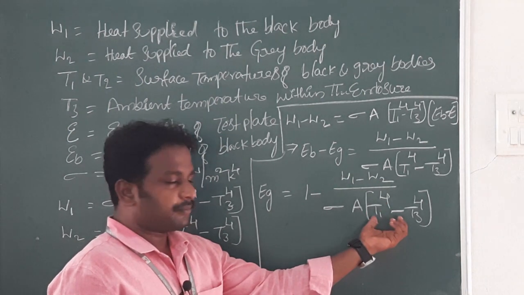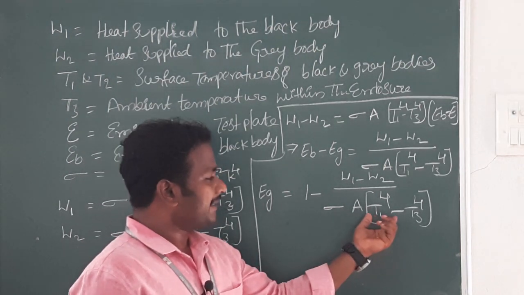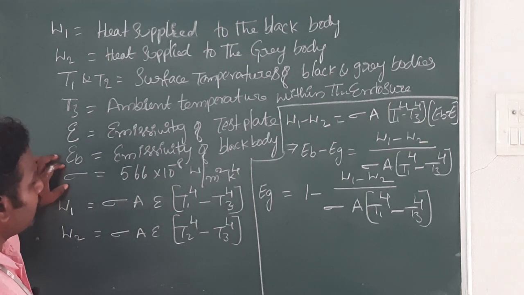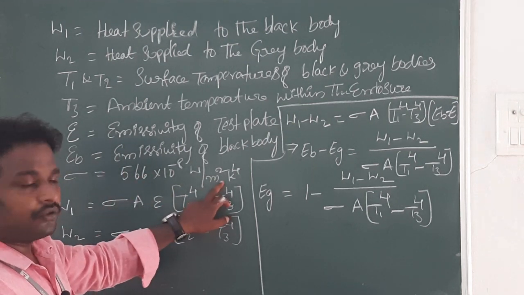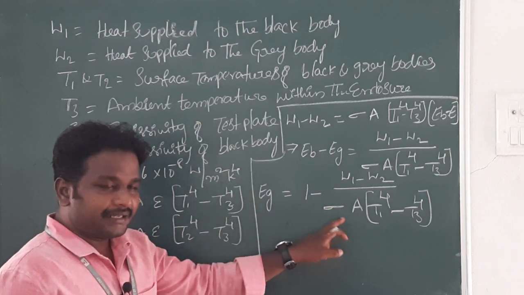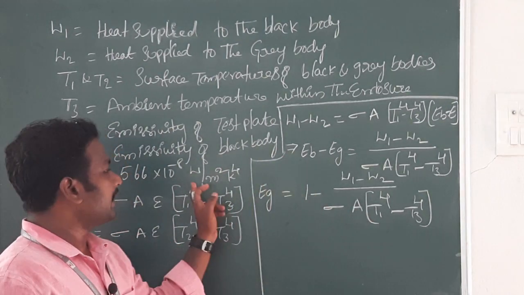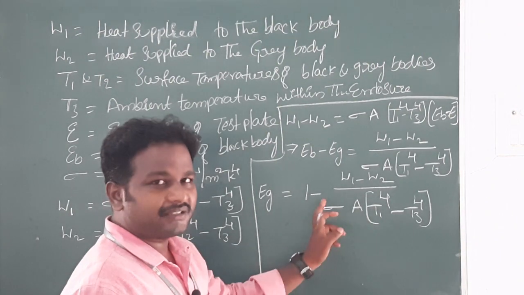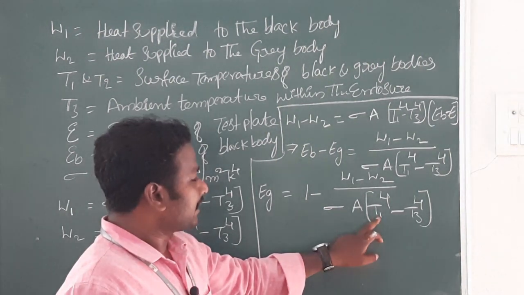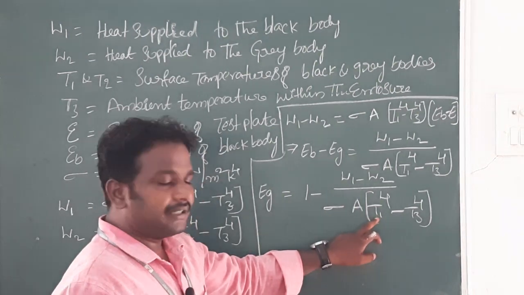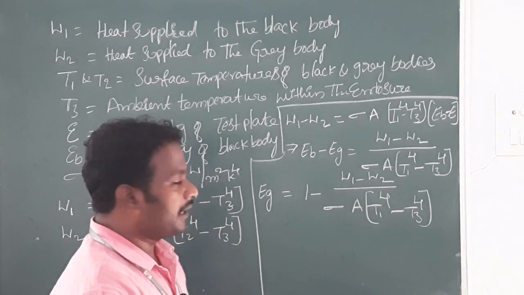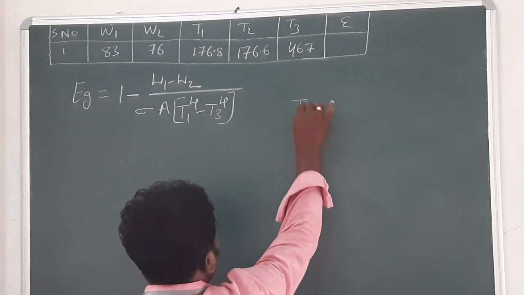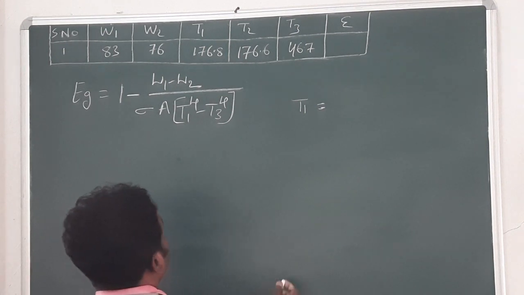Coming to the temperatures, you have to substitute the temperatures in Kelvin because the Stefan-Boltzmann constant value is in Kelvin. You have to convert either the constant or the temperatures in degree centigrade. In our case, converting the temperatures into Kelvin is easy. That's why we convert the temperatures from degree centigrade into Kelvin and substitute all the values in this equation. Convert the temperatures into Kelvin.